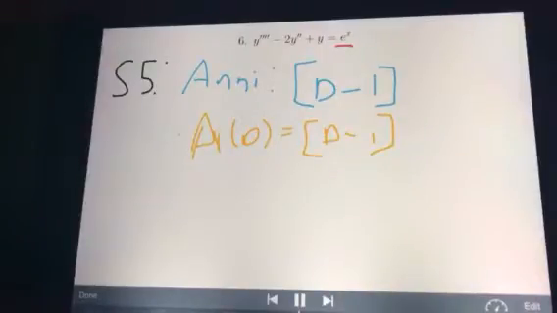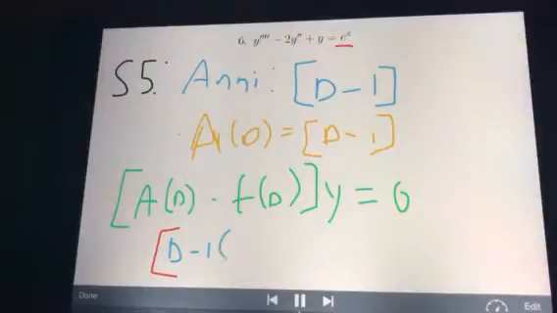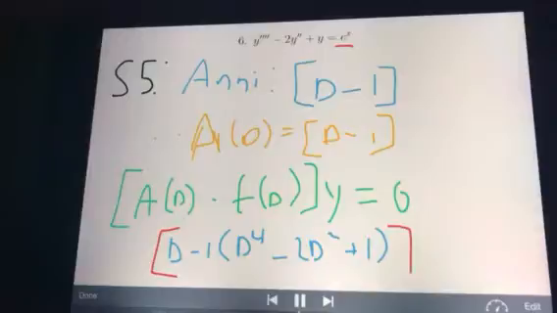And to finish step 5, we need to find A of D times F of D of y equal to 0. Now, F of D was just the original equation we found before. So when we put it all together, we get our D minus 1, which we just found, multiplied by the original D to the fourth minus 2D squared plus 1. And again, that's what we found earlier, and just keep it there with a y, and then set it back equal to 0.